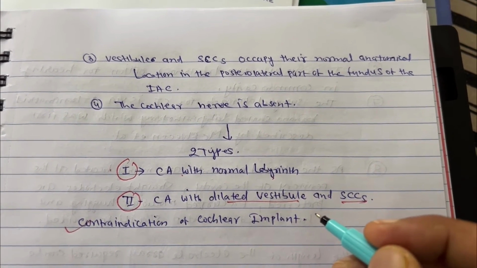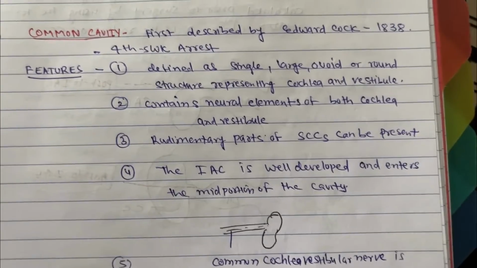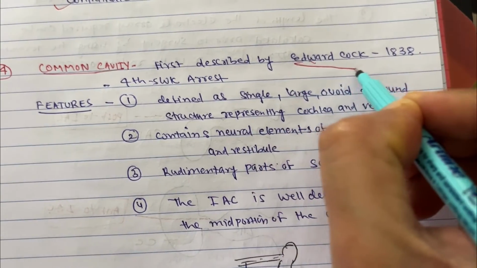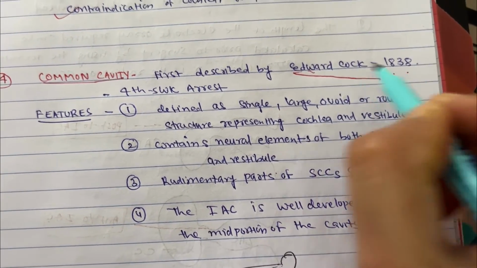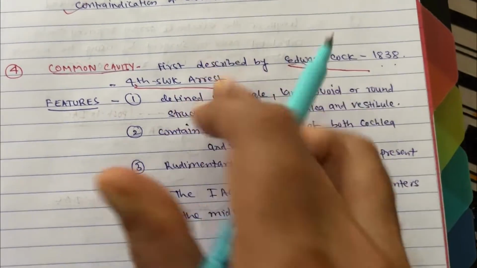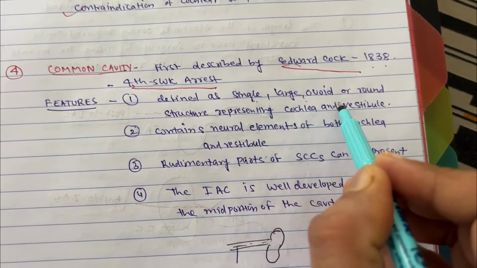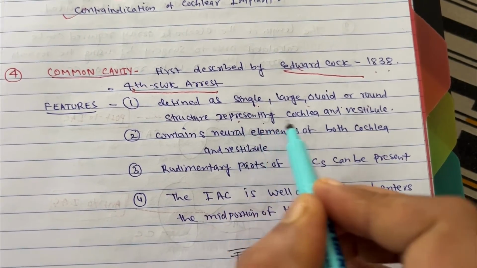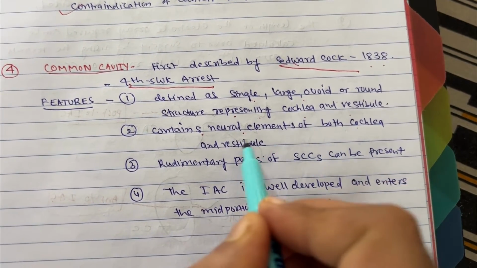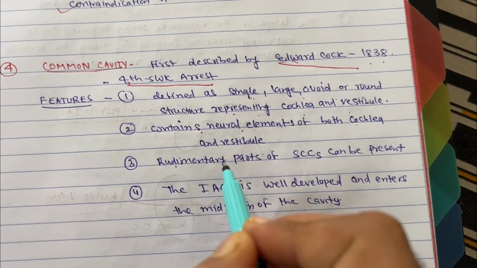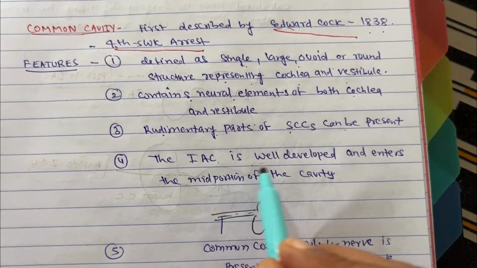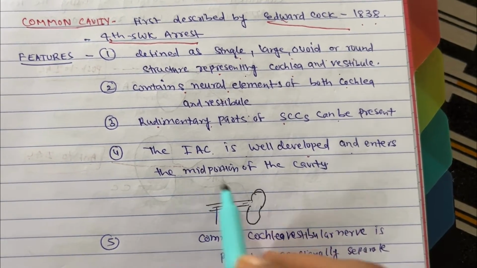Now talk about the fourth division, common cavity. It was first described by Edward Koch in 1838. It is because of a 4th to 5th week arrest. It is defined as a single, large, oval, round structure representing cochlea and vestibule. It contains neural elements of both cochlea and vestibule. A rudimentary part of the semicircular canal can be present. The internal auditory canal is well developed and enters the mid portion of the cavity.